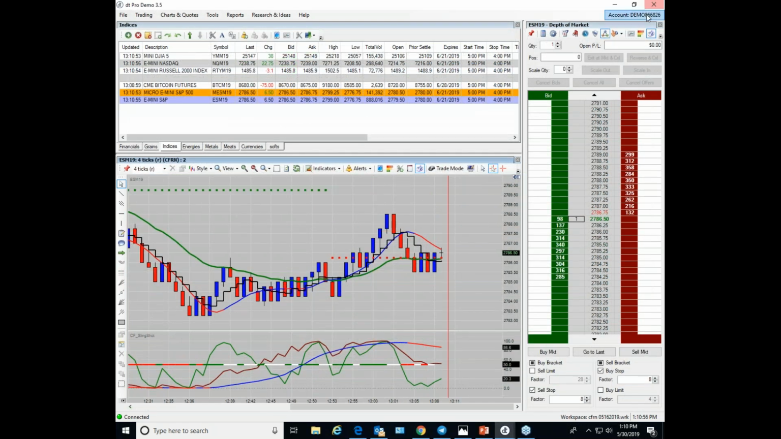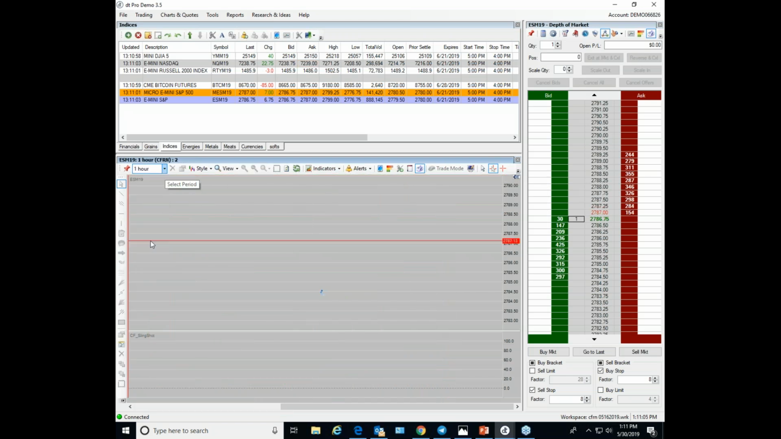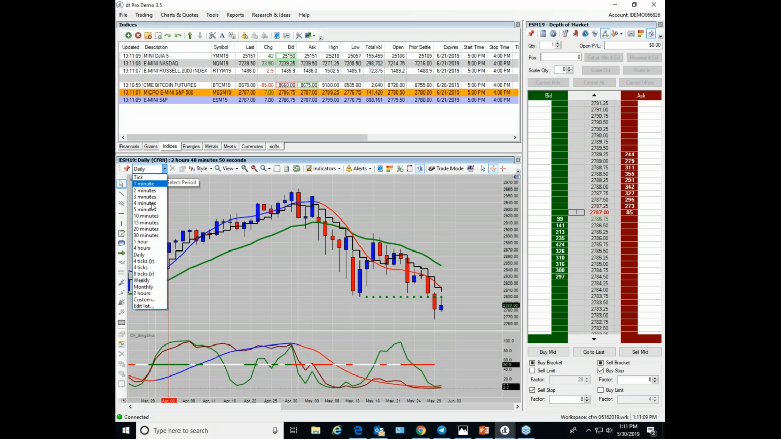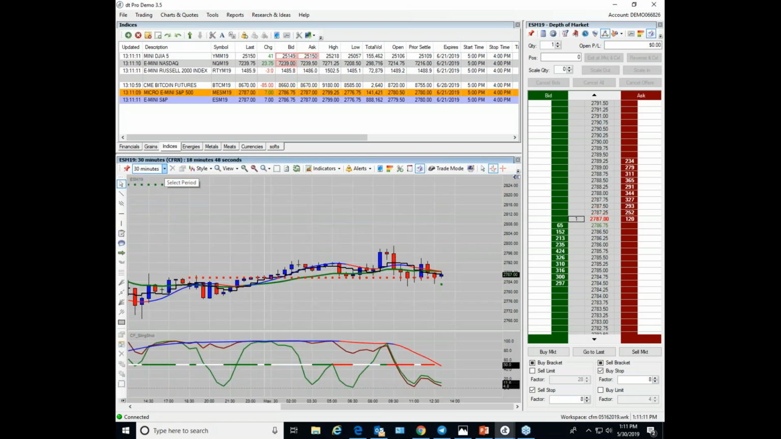All right. Now I'm in demo mode, to be very clear. Okay. All right. 4-tick range chart. Chances are, if you're brand new, you're probably on an hourly. You might be on a daily. If you're following logic, you might even be on a 30-minute chart. The ideal is to dial it down to a 4-tick range.